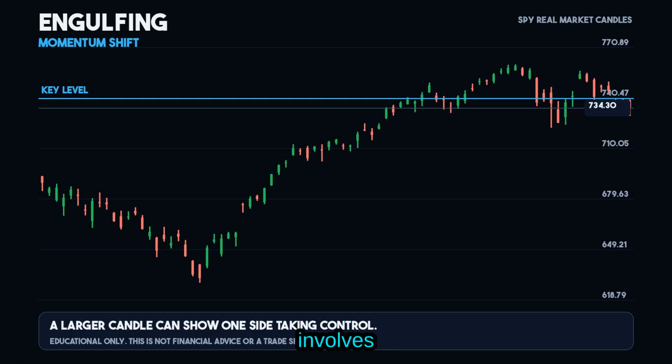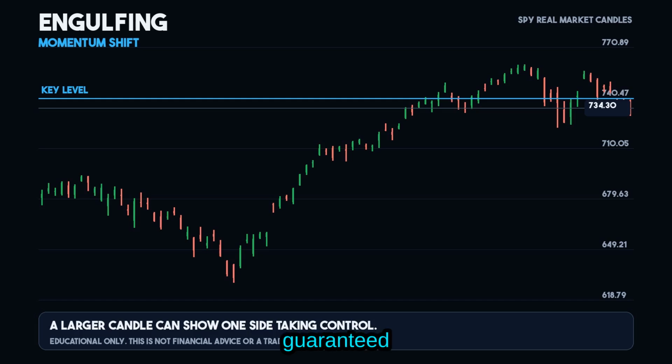Remember, trading involves risk, and there are no guaranteed profits. To succeed, it's imperative to practice and refine your skills on a demo chart or paper trading journal before risking your capital.